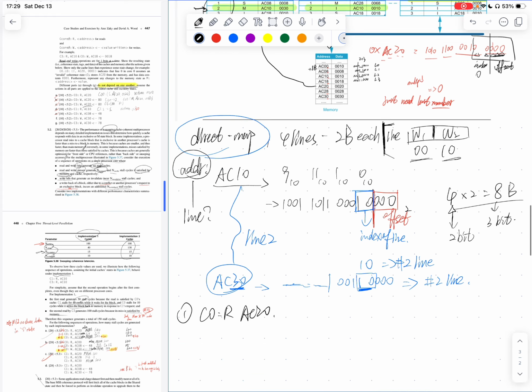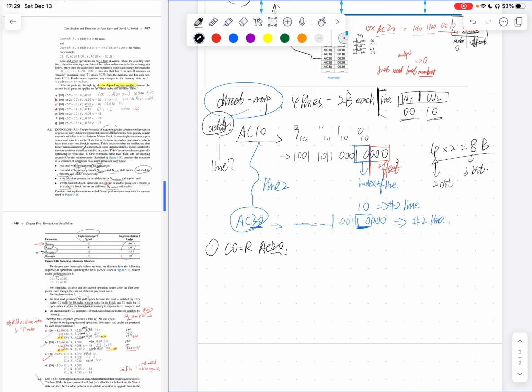And if we want to calculate the address or the line, 20 is actually 0010 and 0000. The 4th and 5th bit will be the line, and that is line number 0.